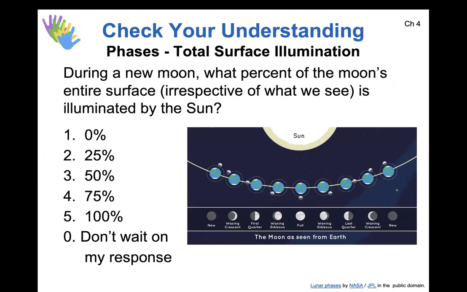Okay, so when you do an experiment like that, you can think about a question like the one that's being asked here, which is: during a new moon, what percent of the moon's entire surface, irrespective of what we see, is illuminated by the sun? During a new moon.